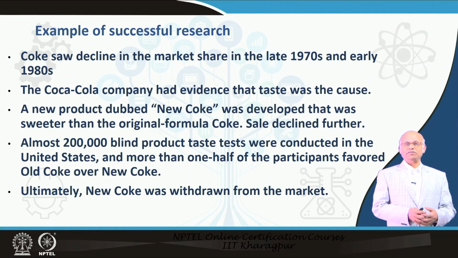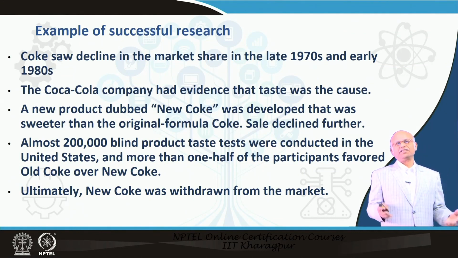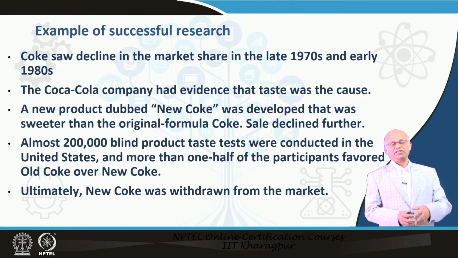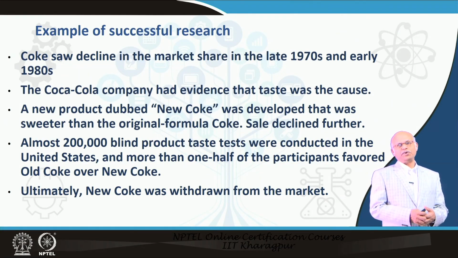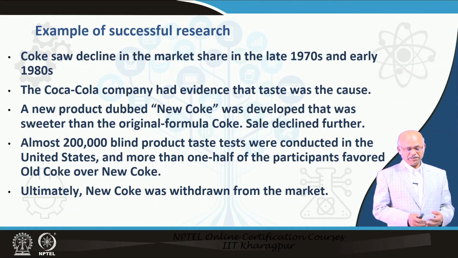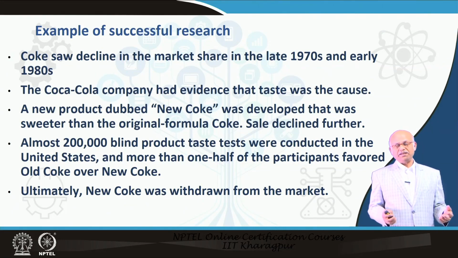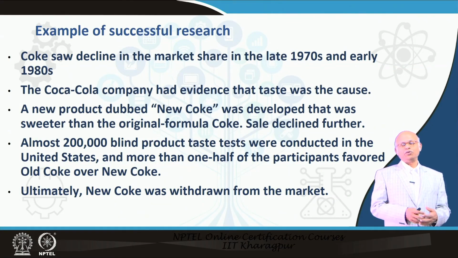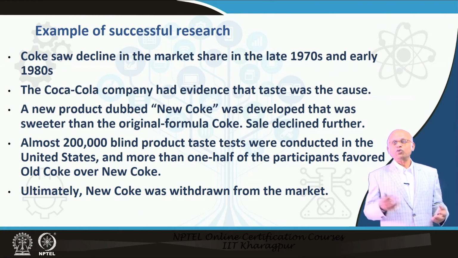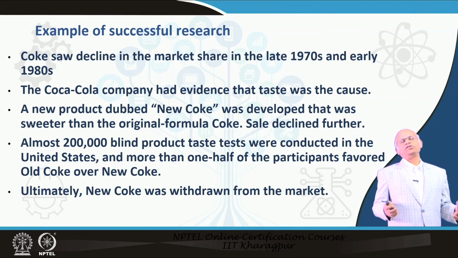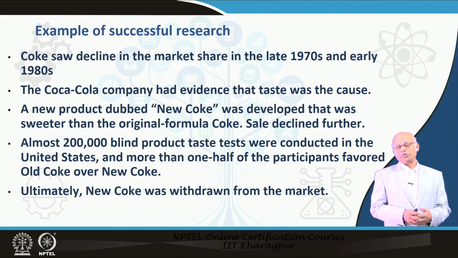Example of successful research. Unsuccessful research, actually, successful research was the Agatha Christie one. Unsuccessful research in the case of Coke. In the 1980s, they realized that Pepsi had come up with a sweeter beverage that was selling higher, and Coke was actually losing market share. So, they thought, what has gone wrong? So, they did some market research.